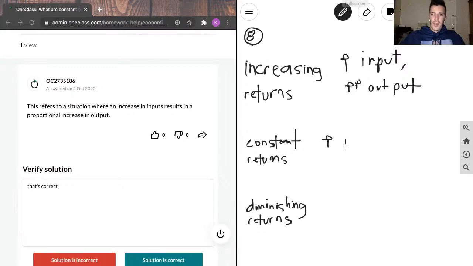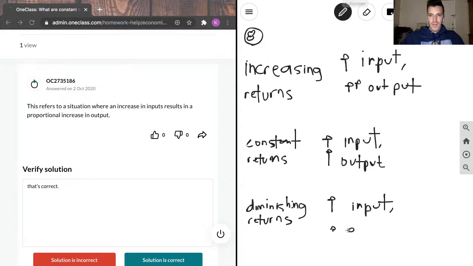Constant returns, if we were to increase input, we will increase output by the same amount. And diminishing returns, if we were to increase input, we would increase output, but by a smaller amount than when we increased input. Able to note that with a little half up arrow.